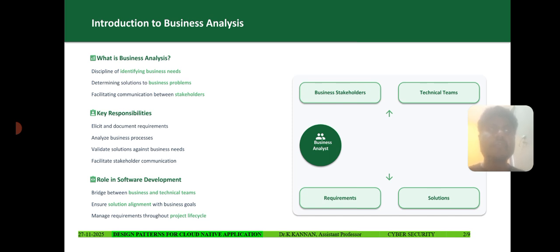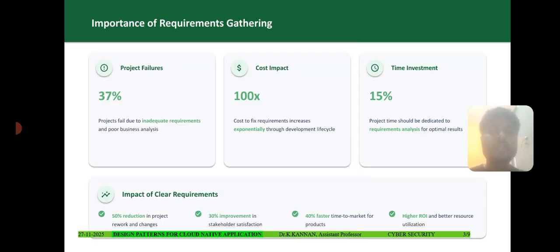The business analyst provides a bridge and ensures the solution aligns with business goals, and manages the requirements throughout the project life cycle, between business stakeholders and the technical team, the requirements and the solution. Those are the roles of the business analyst. Next one is the importance of requirement gathering.